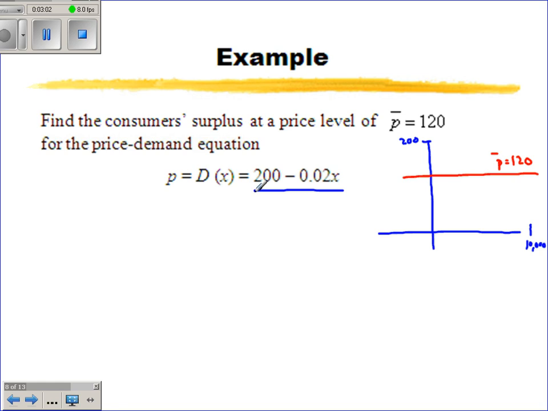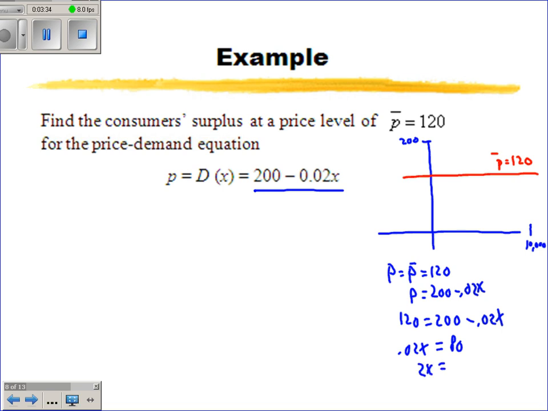This is a specific price. I want to find what the demand is for that price. So I'm going to take P bar, which is 120, and my price-demand equation, which is 200 minus 0.02x, and find where they intersect. So we have 120 equal to 200 minus 0.02x. Then I'm going to bring the 0.02x over and move the 120 over and get 80. Then I'm going to multiply both sides by 100 just to remove the decimal. So 2x is equal to 8,000, and so x is 4,000. That is the x bar. That's the demand that corresponds to the P bar price that we're set.